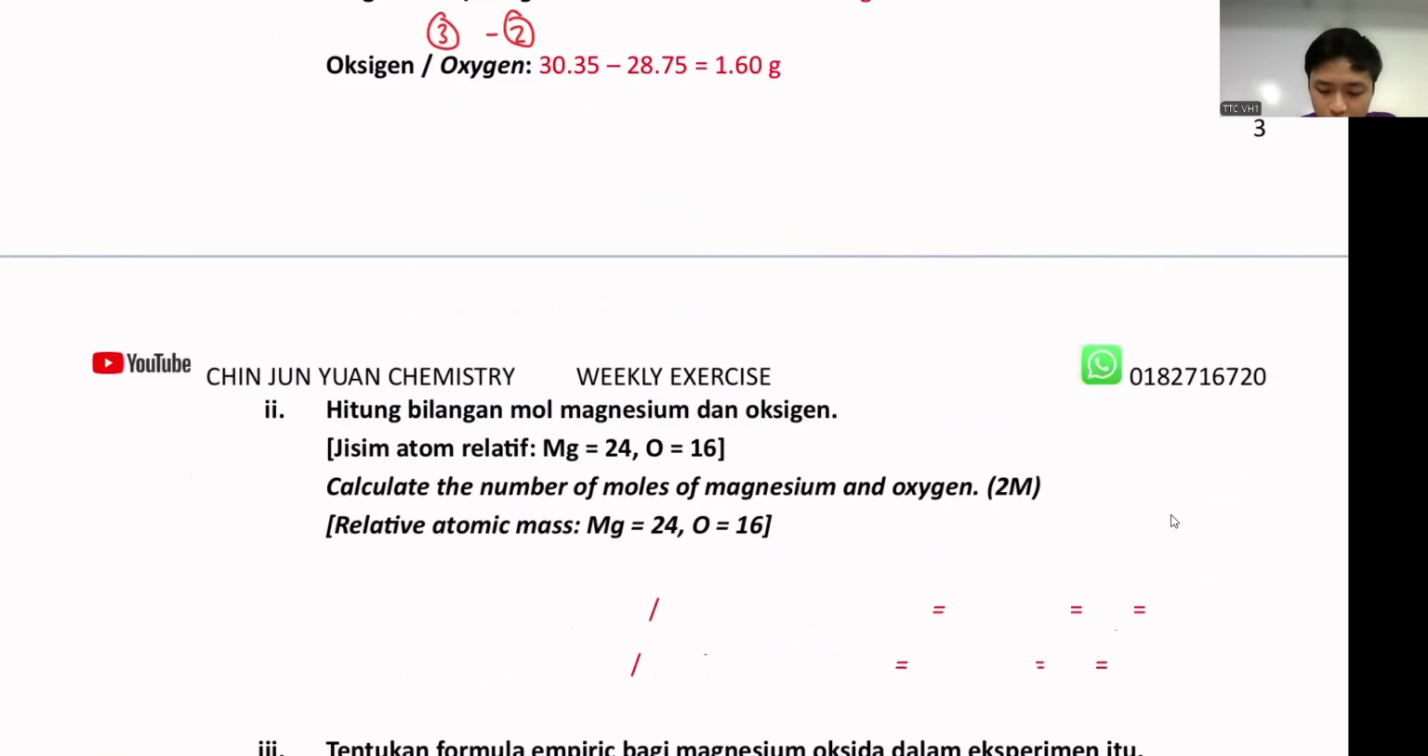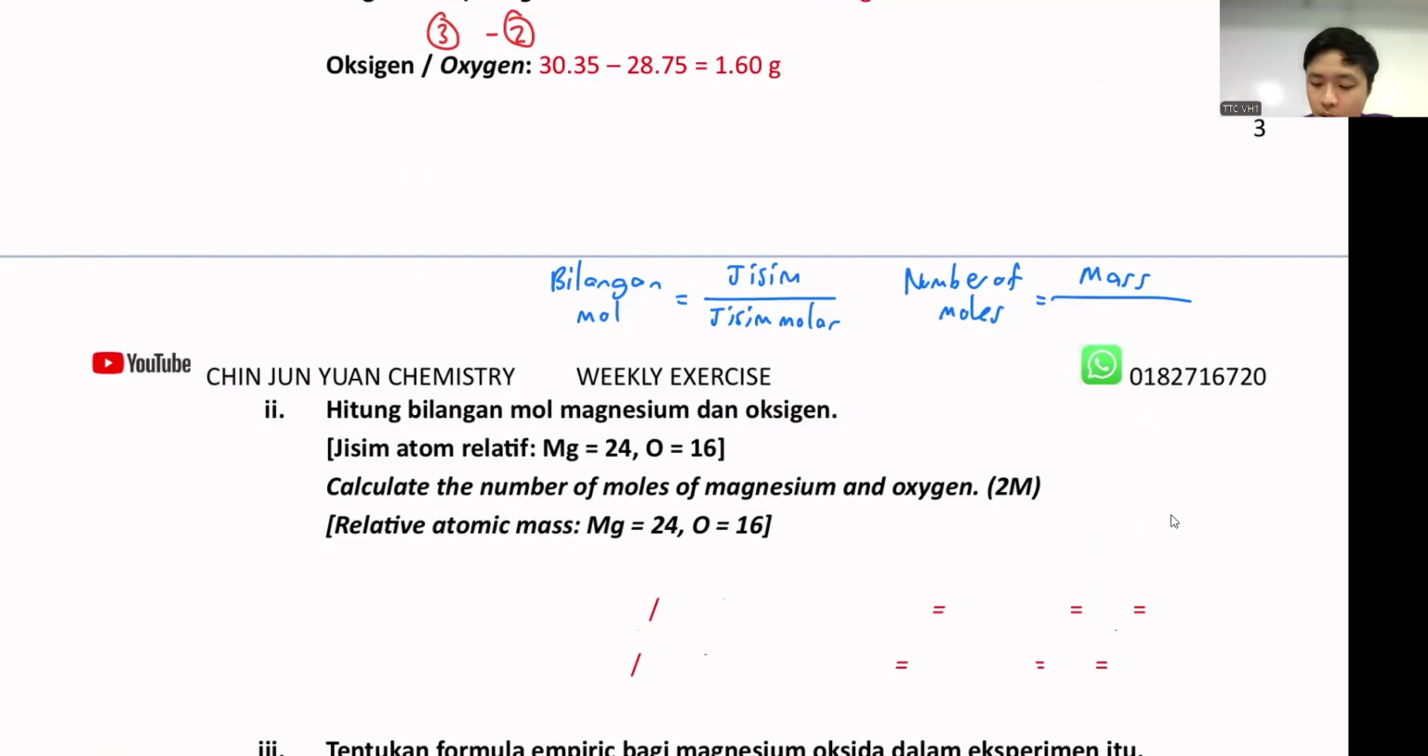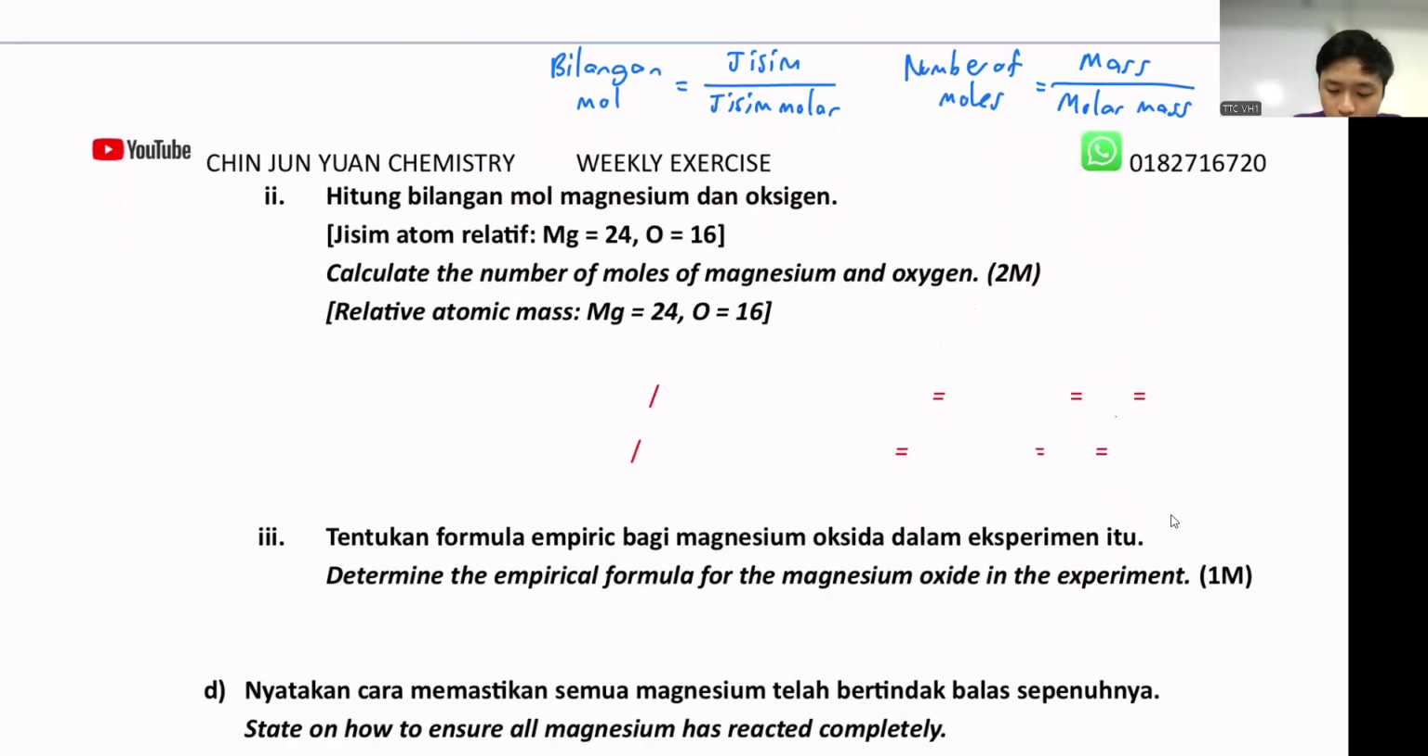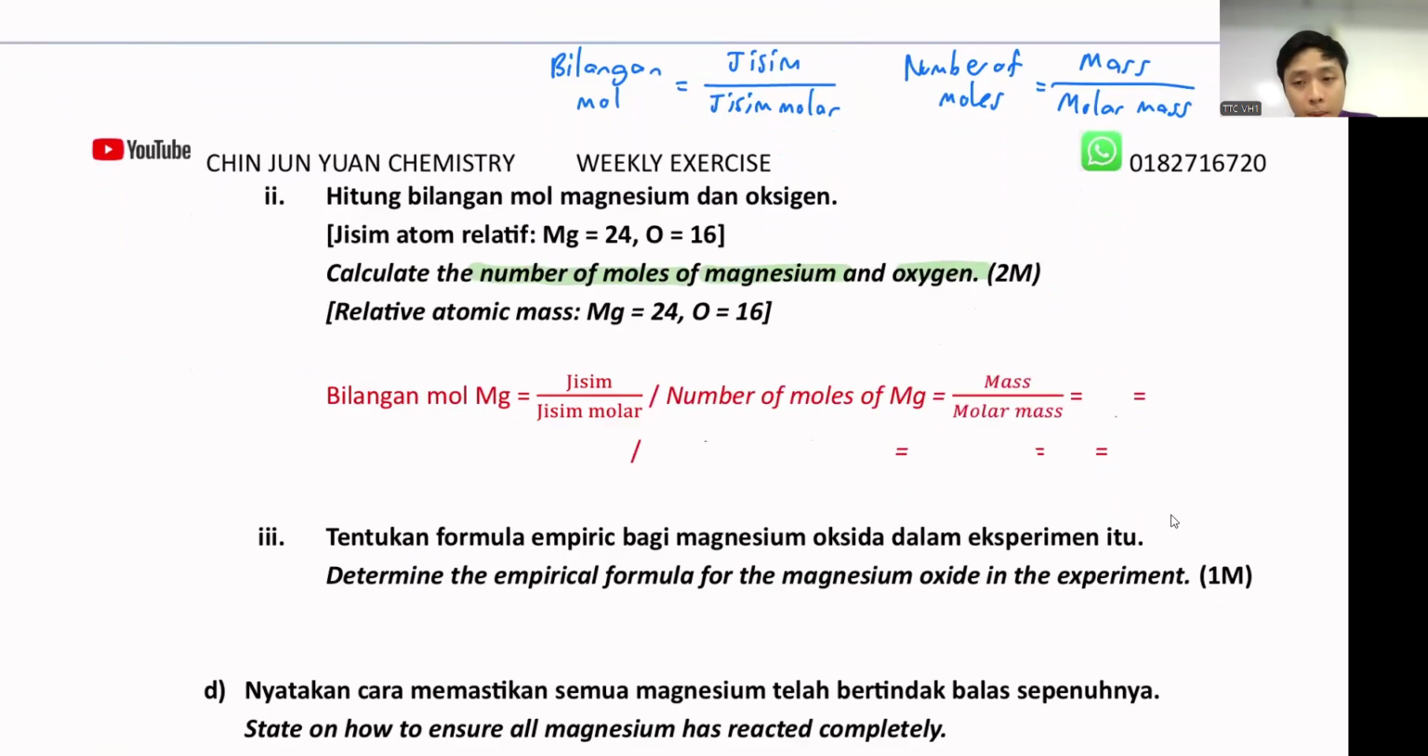Okay, so how do we get number of mole? Bilangan mole, there's a formula here. Bilangan mole equals to jisim divided by jisim molar. Or in English, number of mole equals to mass over molar mass. So if they ask you to find number of mole for each magnesium and oxygen, in this case, use mass over molar mass.